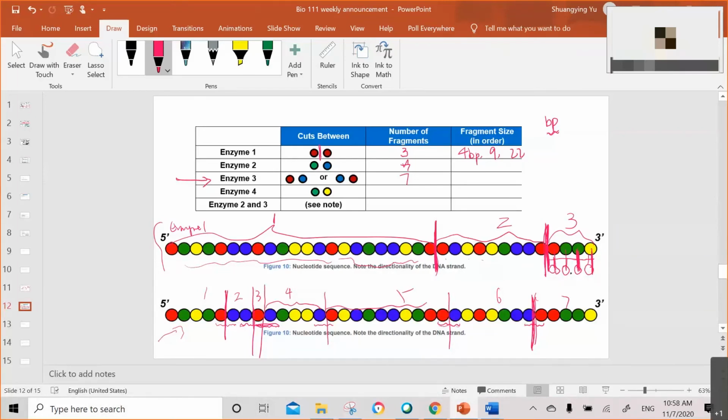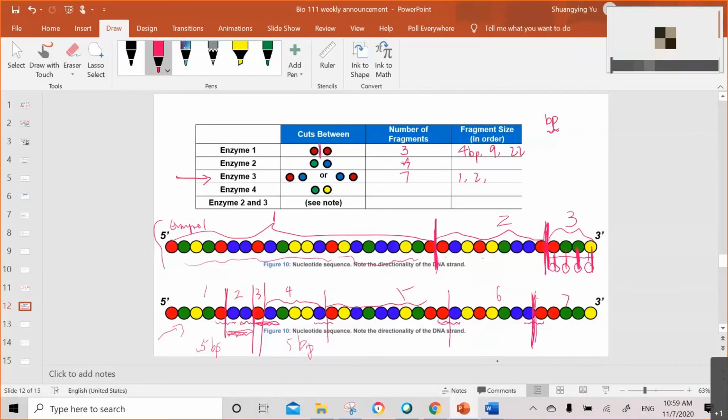Now, what's the size for the smallest fragment? 1. Excellent. What's the next one? Probably this one right here, 2. And the next one would be 5. So fragment 1 has 5 nucleotides, 4 has 5 as well, and 7 has 5 too. But you need to write out all the 5s because each one is for each fragment. So you're going to put three 5s in here.